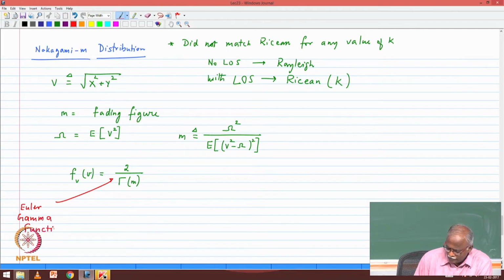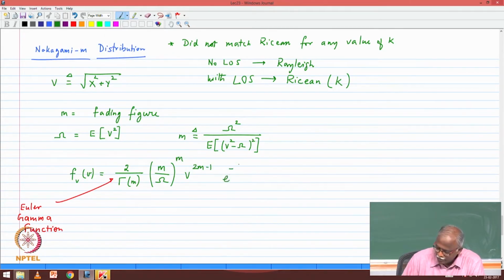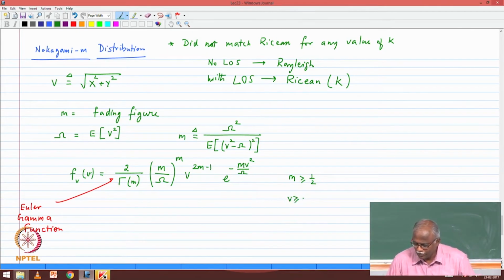Okay. Again, all of the expressions are given in the books, but it's good for us to just write it down so that we get a comfort level with that. So let me complete the PDF. M divided by omega raised to the power m, v power 2m minus 1, e power minus m v squared by omega. Okay. So, and it depends on the value of m, and m has to be greater than or equal to 1/2, and of course v will be greater than or equal to 0. Okay. So this is the Nakagami M distribution.